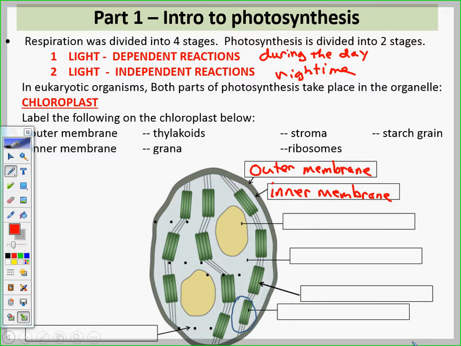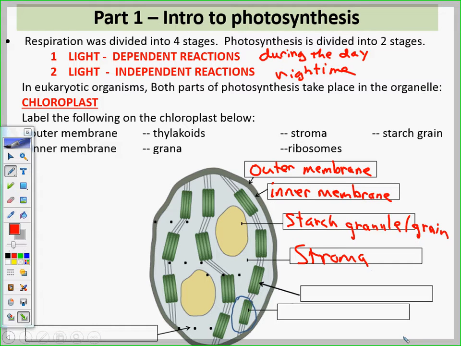The next thing is pointing to this round thing. Go ahead, say it, Sydney. Starch granule. Yeah, the starch grain. It looks like a potato, so it must be a starch grain. What about the next part, the blue? Allison. Did you say inner membrane? What? Stroma. Yes, stroma.